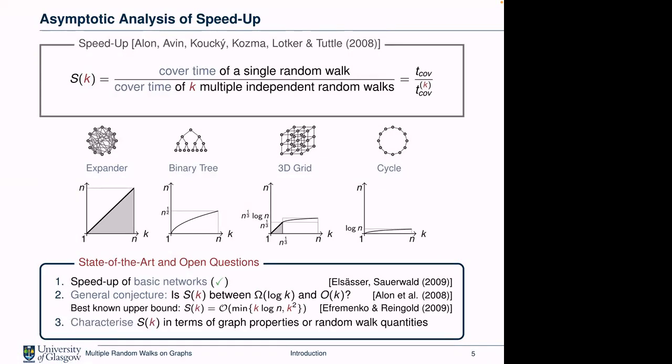And a more general question is, can you characterize the speed up in terms of graph properties or random walk quantities? So what makes the binary tree square root speed up, for example, and the cycle so bad? This last point is more the direction we want to take in this work.